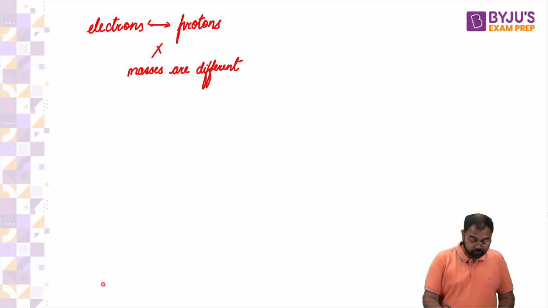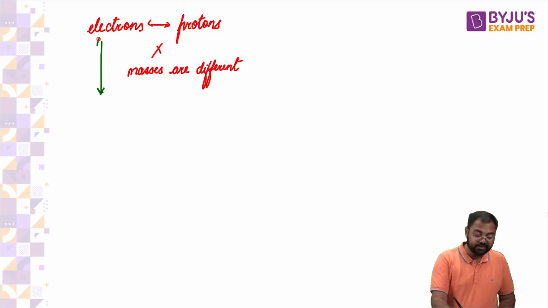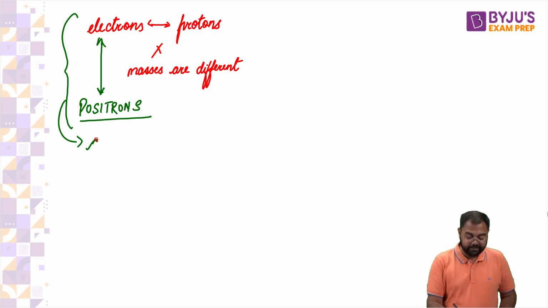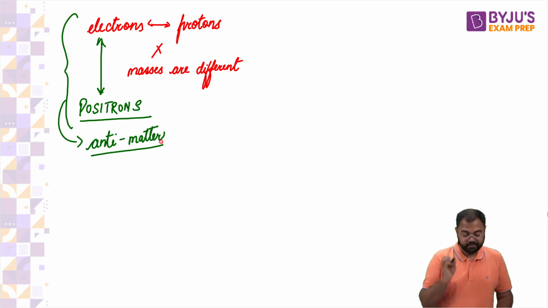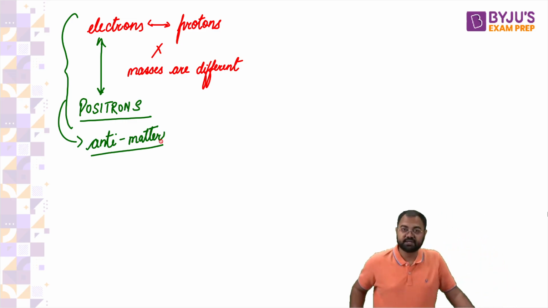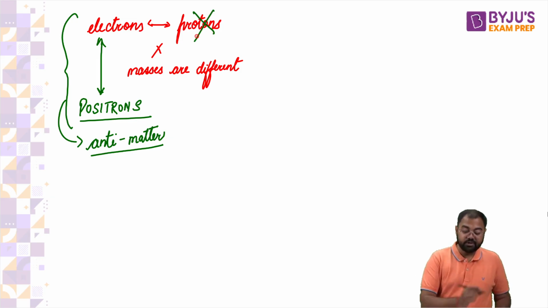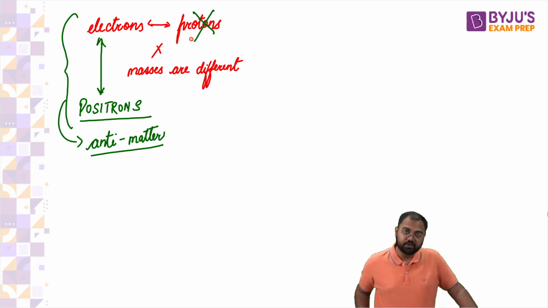Antimatter of electrons are called positrons. There are particles called positrons. So these are antimatter of each other because they have same mass and opposite charge. All right, they have same mass and opposite charge. So that's why these two will be called antimatter, whereas protons will not be called antimatter of electrons.